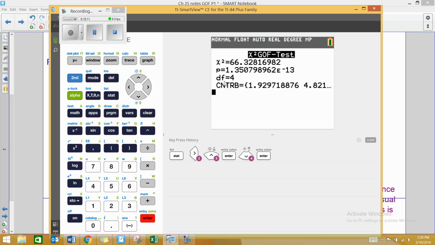So these three values right here at the top, those need to be recorded for full credit. You'll see down here, this right here, CNTRB, those are the individual squared observed minus expected divided by expected. So this would be, I believe, list 6 in your calculator. Okay, so these first three are the ones we're reporting.